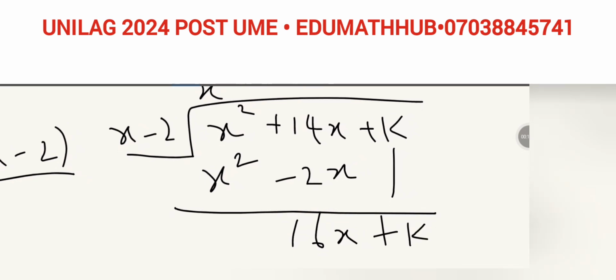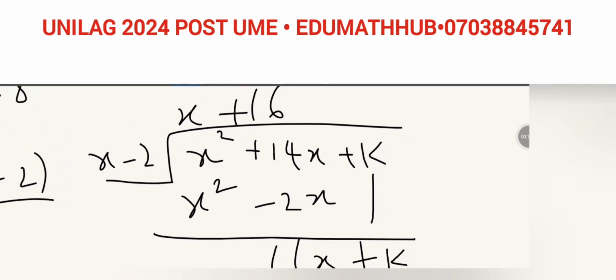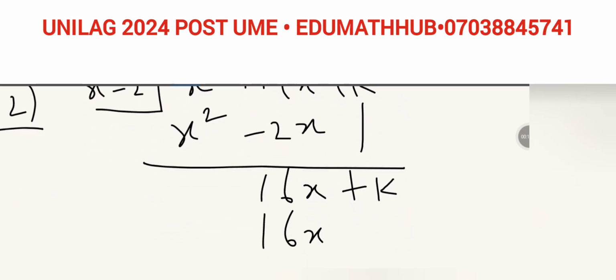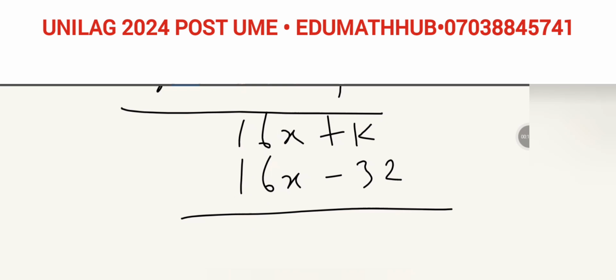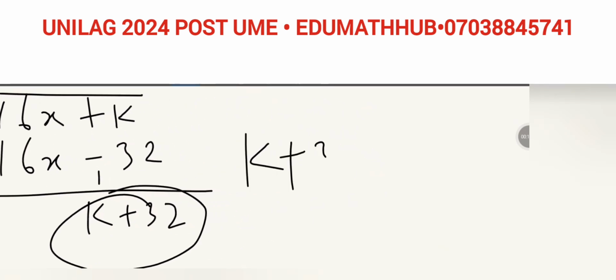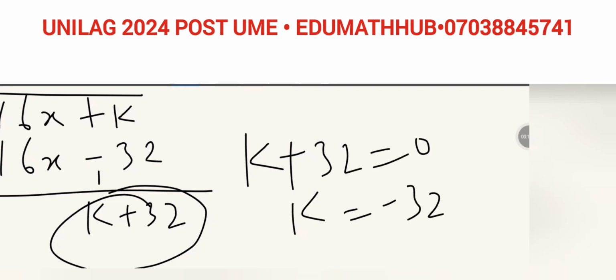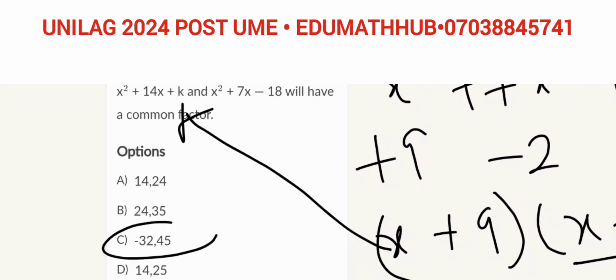Then we go again. x in 16x will give you 16, so this place will be plus 16. Then minus 2 times plus 16 will give you minus 32. Then you subtract, everything here becomes 0, and this one becomes plus. So you have k plus 32. But this remainder must be equal to 0 since it's a factor. So k plus 32 is equal to 0. From there, k is equal to minus 32. So this is the first value for k. You can easily go to your options and look for the answer there. Anyone that has minus 32 will be the answer. So instead of doing the second part, just choose this as your answer straight up.